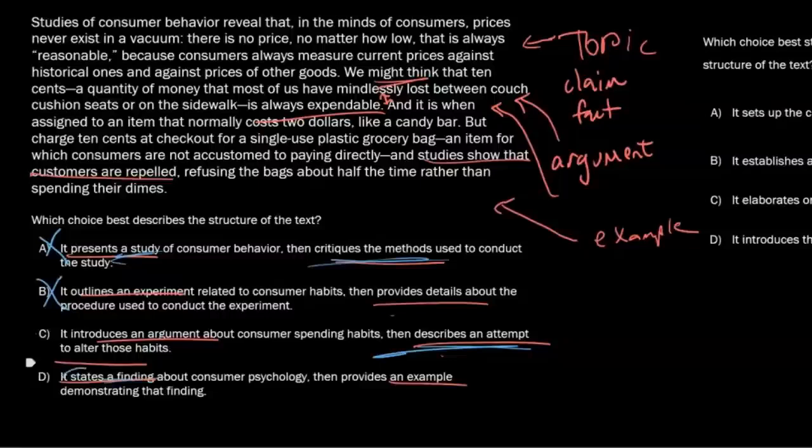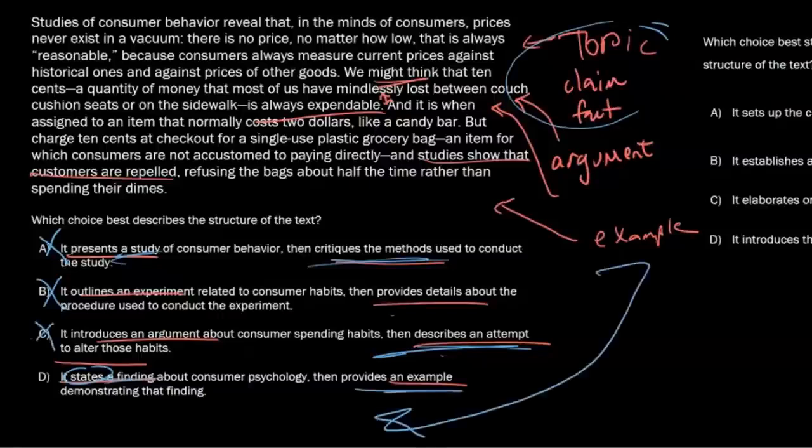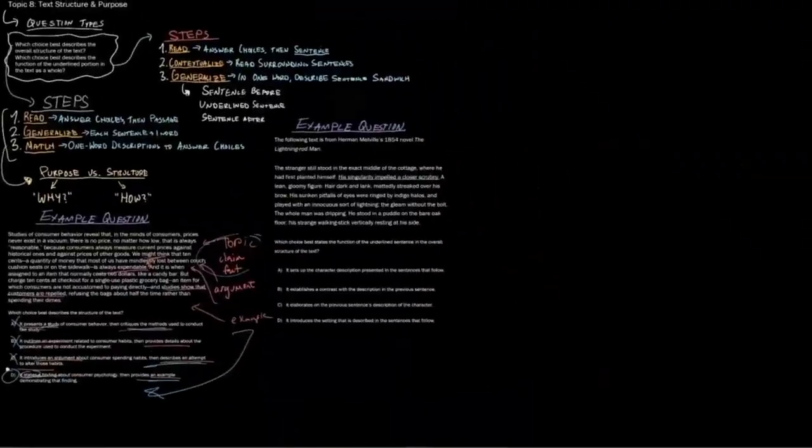States a finding. Well, we had the word statement up here, right? I kind of said the word statement. It's a topic, it's a claim, it's a fact. That's what we're starting off with. Then it provides an example. Have that here for sure, demonstrating that finding. So we can just see it's D. And that's how you want to solve one of those problems.